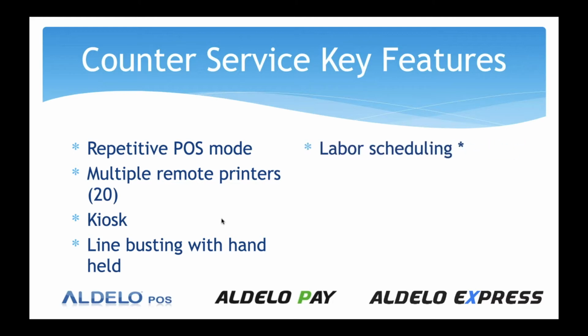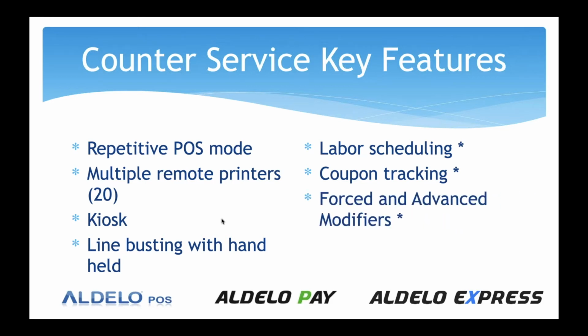Labor scheduling is key and is important to a counter service, quick service operation, as well as coupon tracking, because this industry of counter and quick service are huge with coupons. So tracking those and balancing them like cash is very important to this market. We do have forced and advanced modifiers. Forced modifiers are, of course, the ones that are required to move forward in the order. And then the advanced modifiers are where you can choose and select what you do want. Add this, no this, extra this.